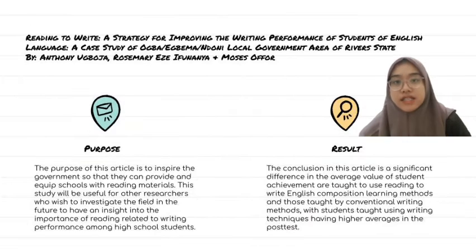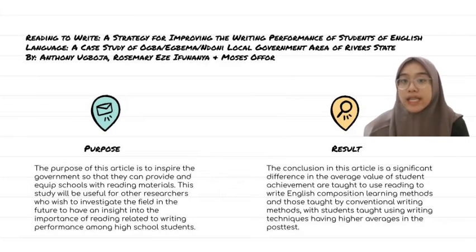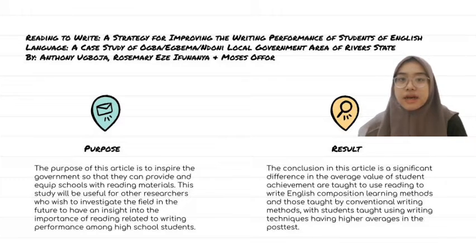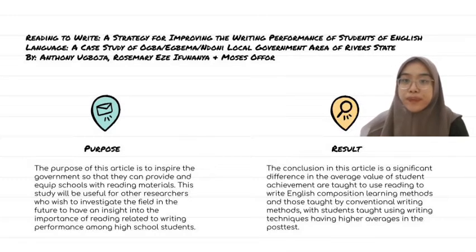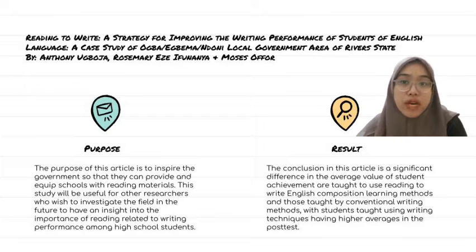The fourth article is reading to write, a strategy for improving the writing performance of students of English language, a case study of Ogba, Egbema, Ndoni local government area of Rivers State by Anthony Ogboja, Rosemary S. Ibunanya, and Moses Over. The purpose of this article is to inspire the government so that they can provide and equip schools with reading materials.